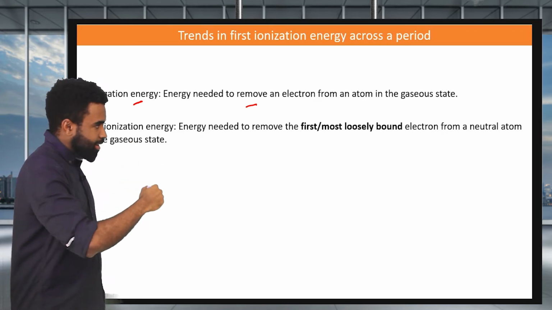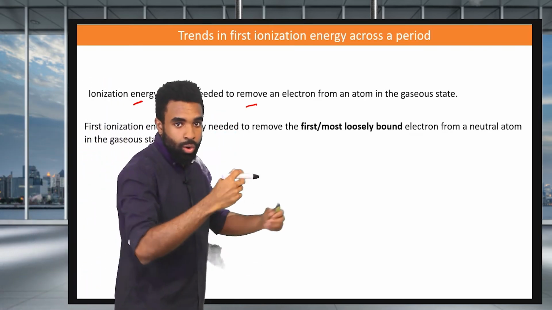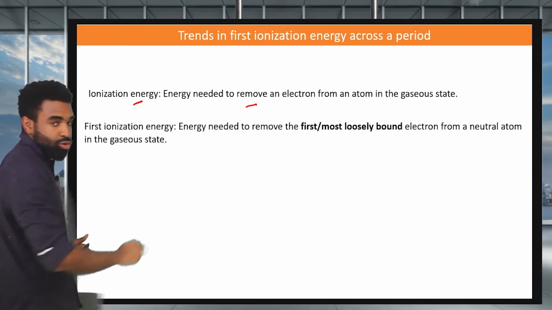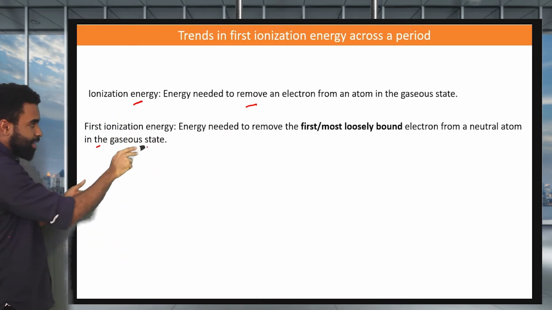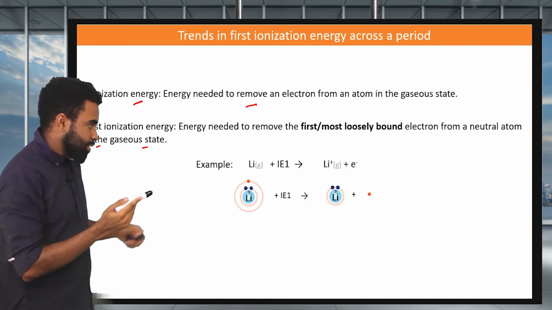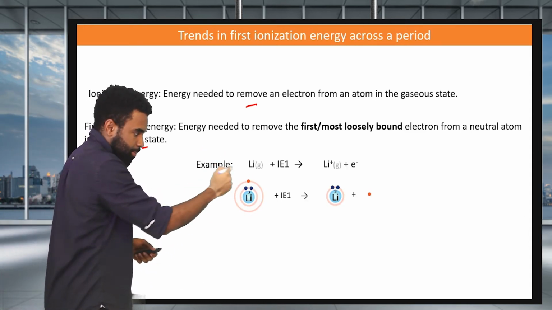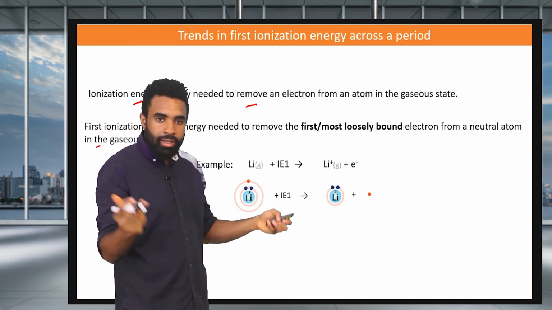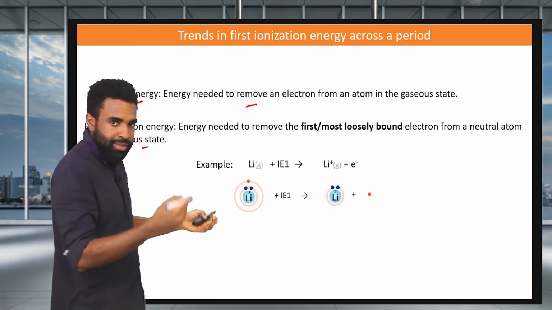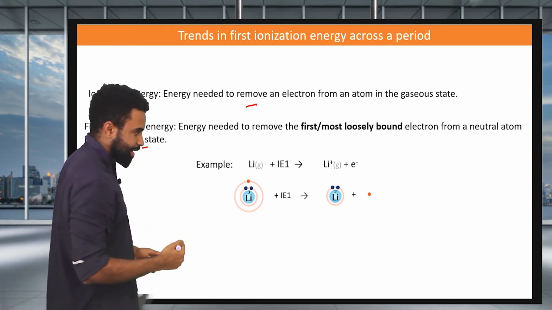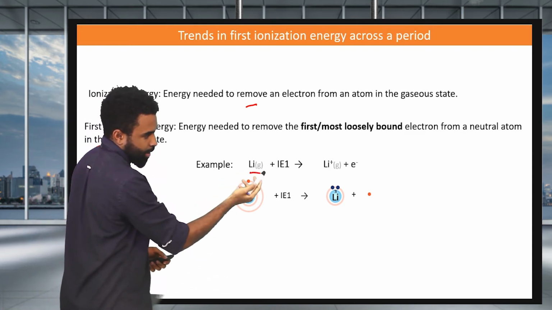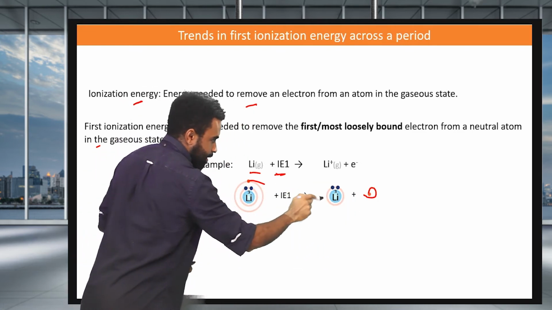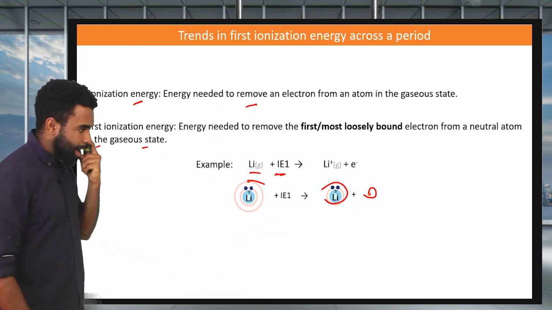The first ionization energy is the energy needed to remove the first, or the most loosely held, electron from a neutral atom in the gaseous state. So let's look at an example. Here we have lithium. Lithium is neutral. Why must it be neutral? Because if you haven't taken any electrons away from it, then it must still be neutral. It must have the same number of protons as it does electrons. So now we go from lithium and we add some amount of energy. We're able to knock out that electron and we create a lithium monopositive ion.